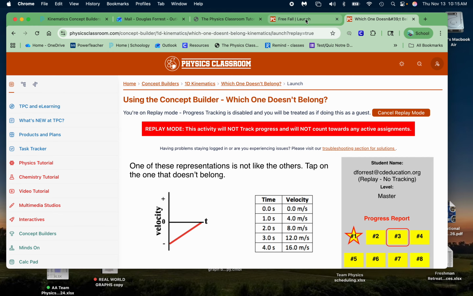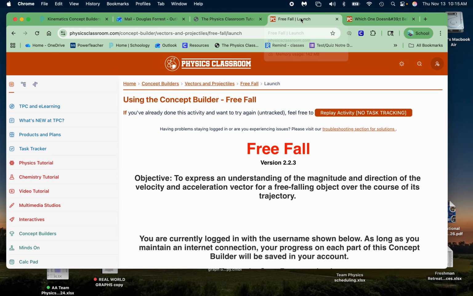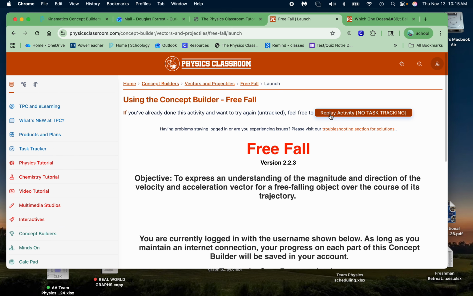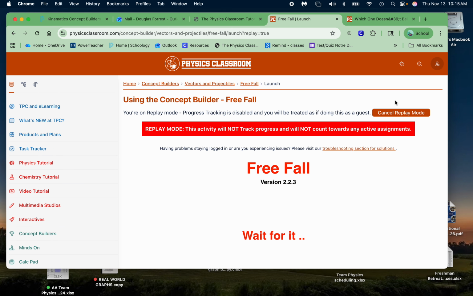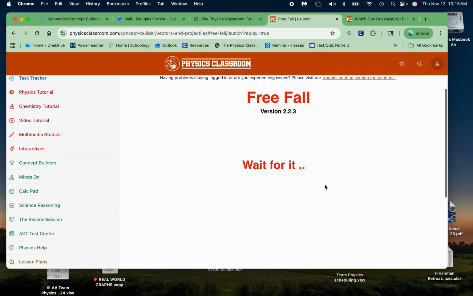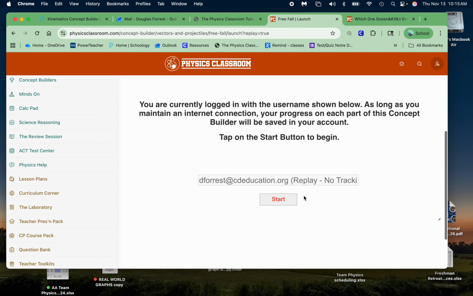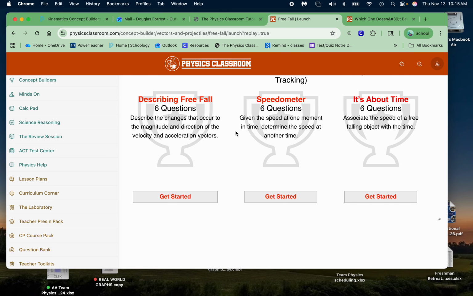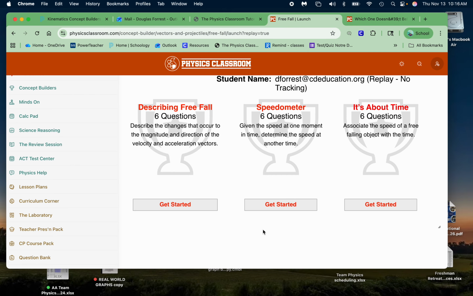We're going to go to the next concept builder, and that is one with free fall. And so I'm going to go to this one. You do not want to do replay mode. You want to make sure you do the regular mode so it counts. And I'm going to ask you to do these 2, the describing free fall and the speedometer one. So you do not need to do the it's about time one. So I'll do one example from each of these.